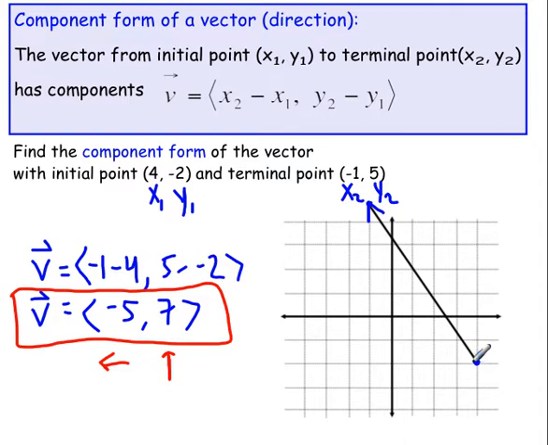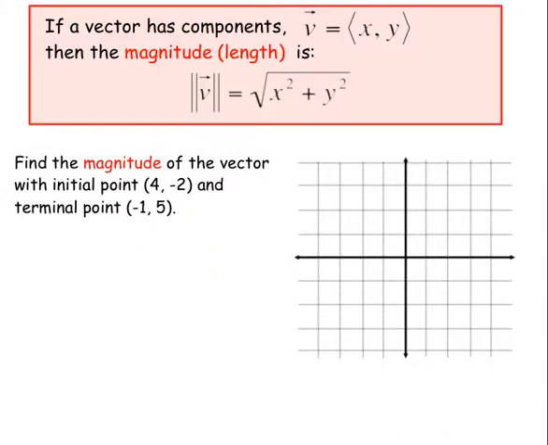So I could have just counted over and up and gotten my vector that way. But there's an algebraic way to do it as well. Okay.